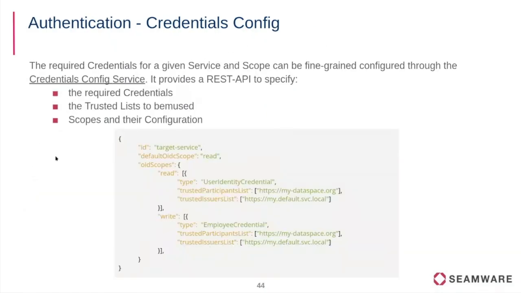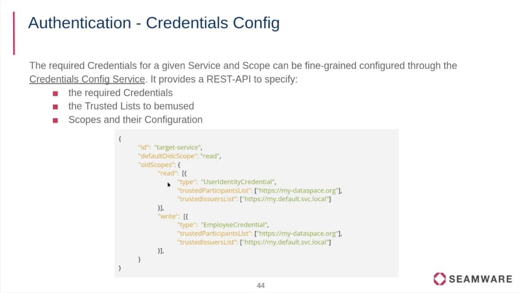So what does the configuration look like? This is an example of the API of the credentials config service, where you can, as I mentioned, define the credentials required for a service and a scope. So we have the scope defined here: read, for example. A target service might have a scope read and a scope write.